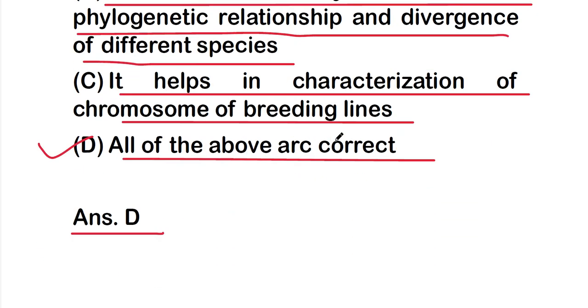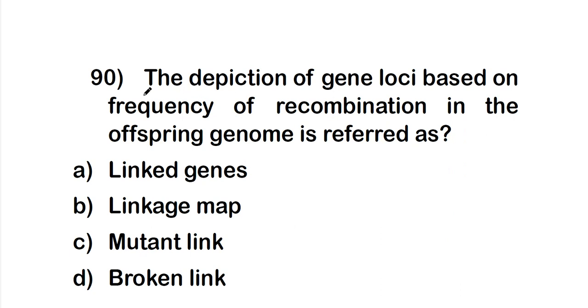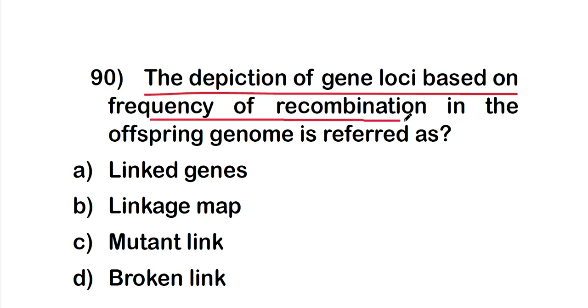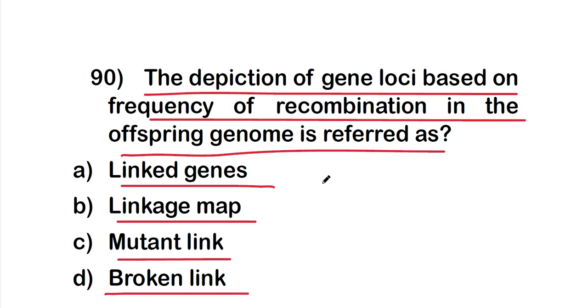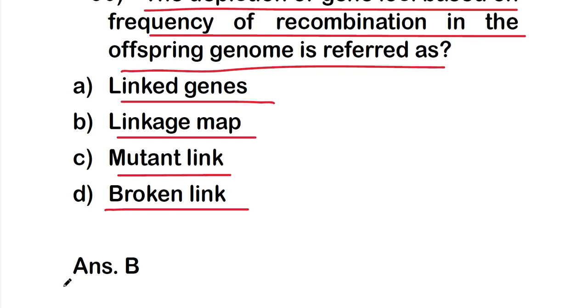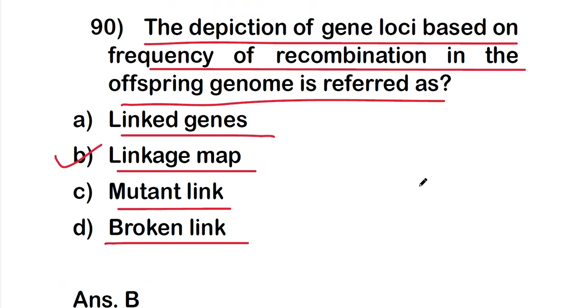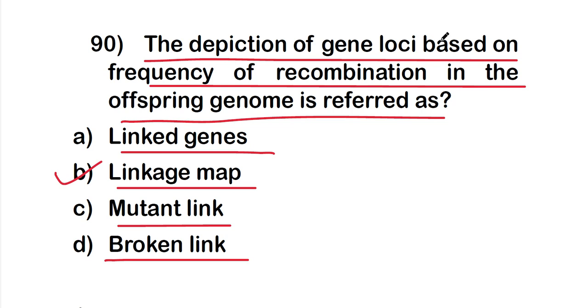Okay, so let's move on to question number 90. The depiction of gene loci based on frequency of recombination in the offspring genome is referred to as option A linkage genes, option B linkage map, option C mutant link, option D broken link, and the right one is option B, that is linkage map. So the depiction of gene loci based on frequency of recombination in the offspring genome is referred to as linkage map.